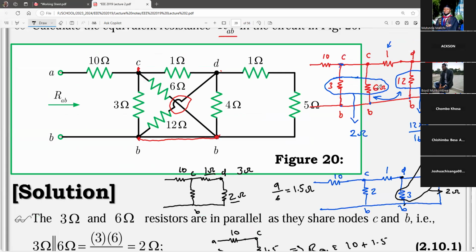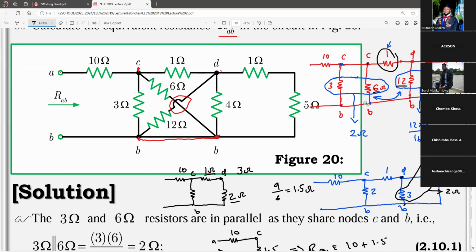Okay. This 6 here and this 12 can never be in parallel because of what is between C and D. Remember we said that they must be connected to the same node. Both terminals have to be connected to the same point. So if you look at 3 and 6 on top, they are connected to C. And the other terminals of 6 and 3 are connected to B. So they must be connected to the same point, in short.